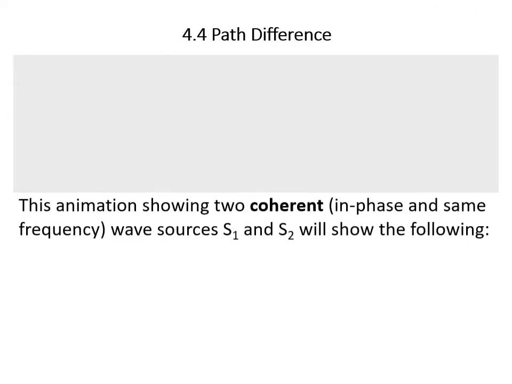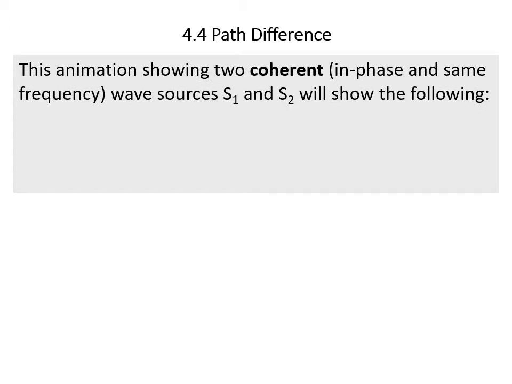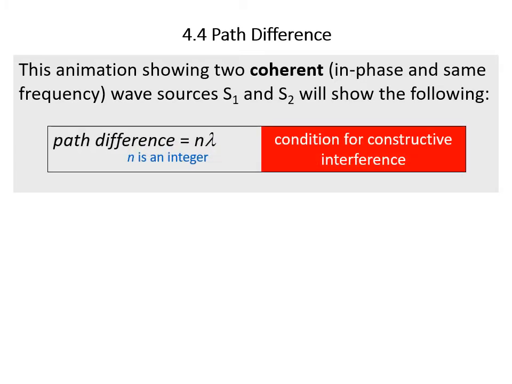So this animation will show two coherent wave sources, S1 and S2, coherent meaning that these waves are emitted in phase and they have the same frequency. So let's see the condition for constructive interference.